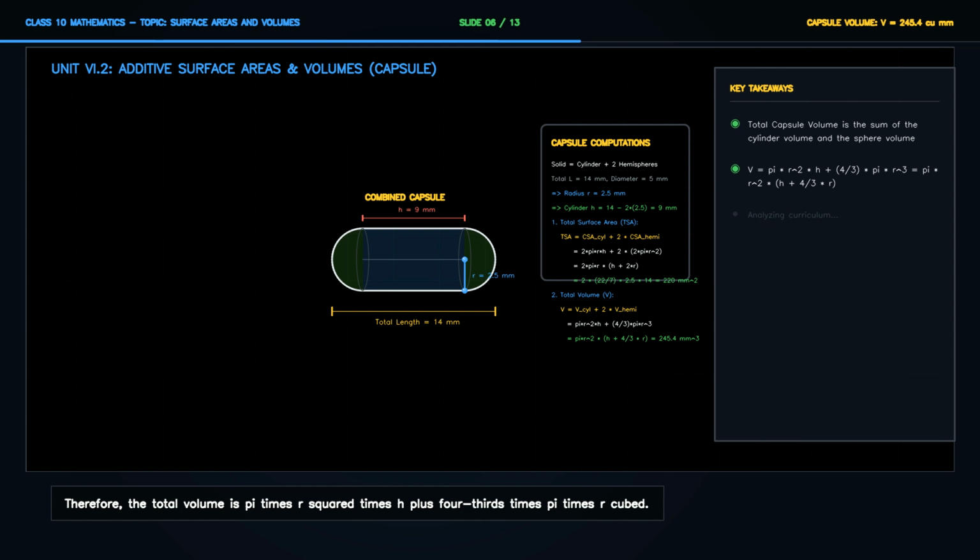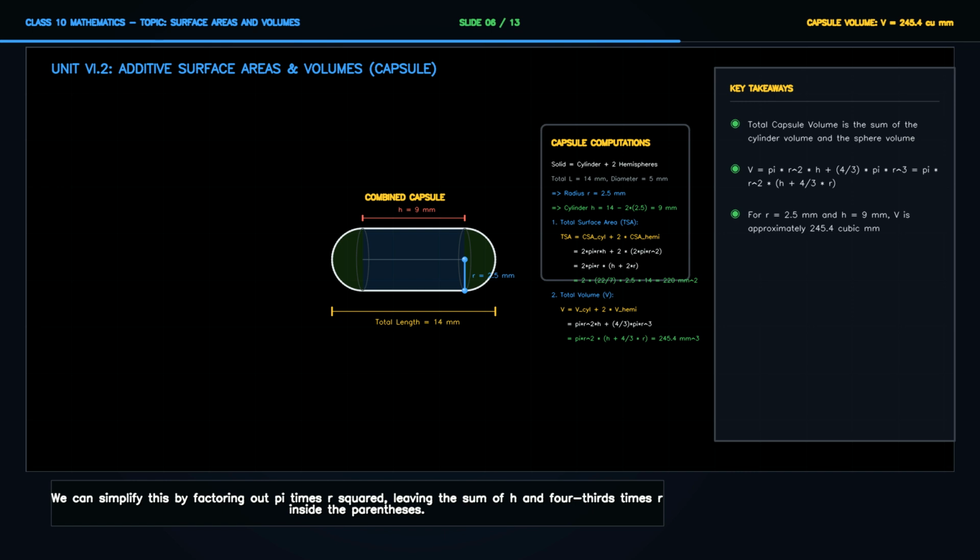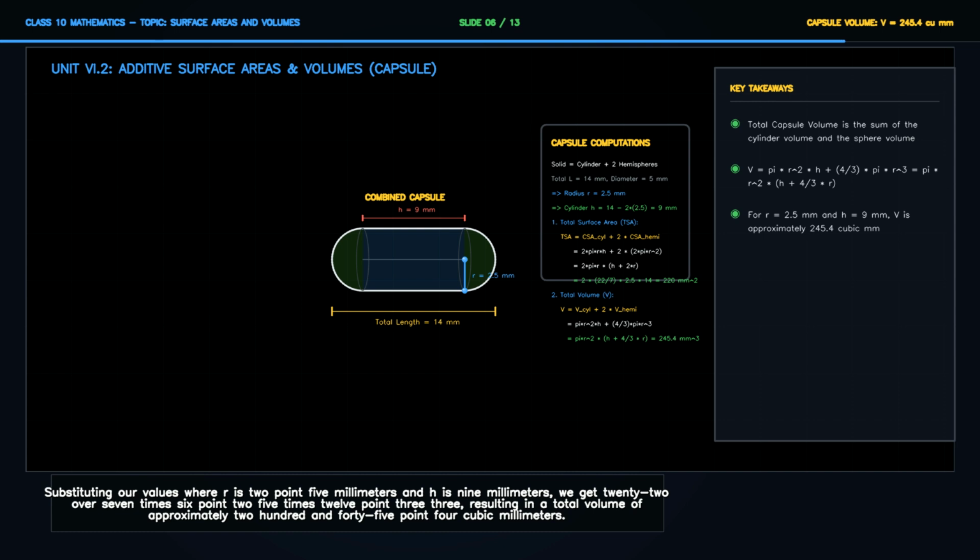We can simplify this by factoring out πr², leaving the sum of h and 4/3 r inside the parentheses. Substituting our values where r is 2.5 millimeters and h is 9 millimeters, we get 22/7 × 6.25 × 12.33, resulting in a total volume of approximately 245.4 cubic millimeters.